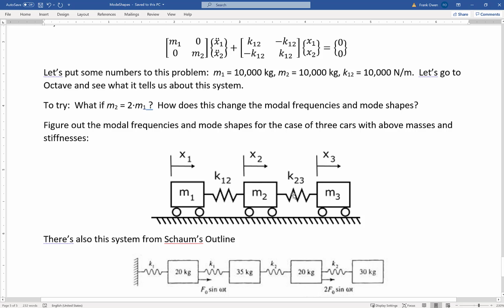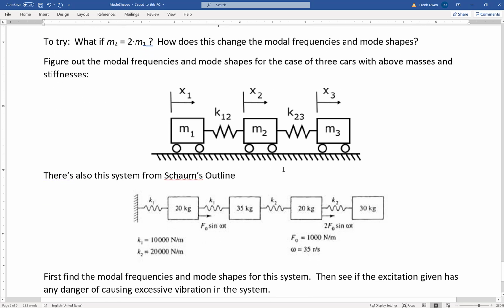So changing the masses so they're not all equal, changing the stiffnesses so they're not all equal. Those are interesting things to try out.